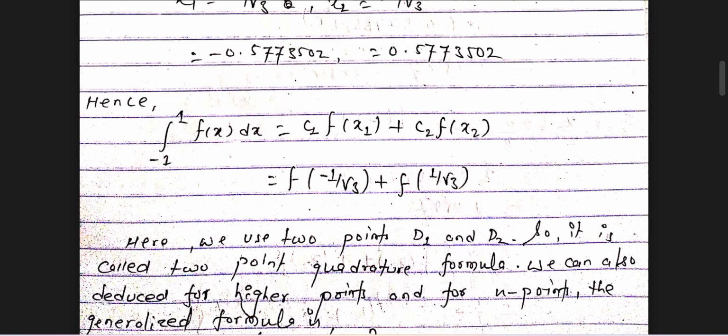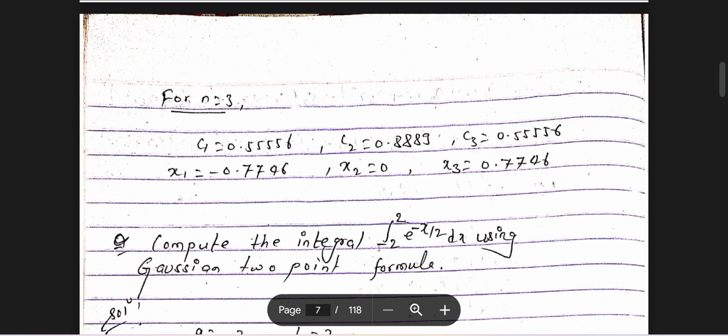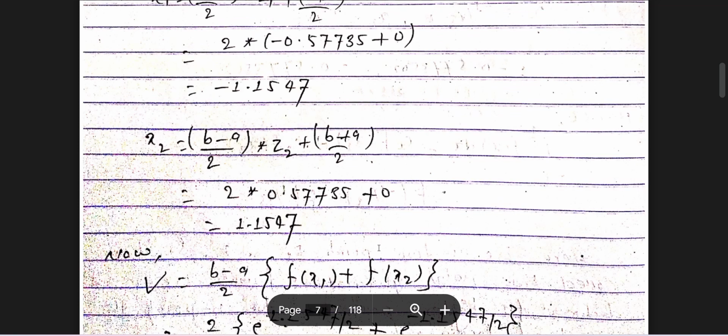We can also deduce the formula for higher points, for the n point generalized formula. For n is equal to 3, we have x1, x2, x3. Compute the integral using the Gaussian 2 point formula, with a and b as limits. Then x1 is equal to (b minus a) by 2 into z1 plus (b plus a) by 2, with z1 equal to minus 0.57735, and x2 is equal to (b minus a) by 2 into z2 plus (b plus a) by 2, with z2 equal to 0.57735.